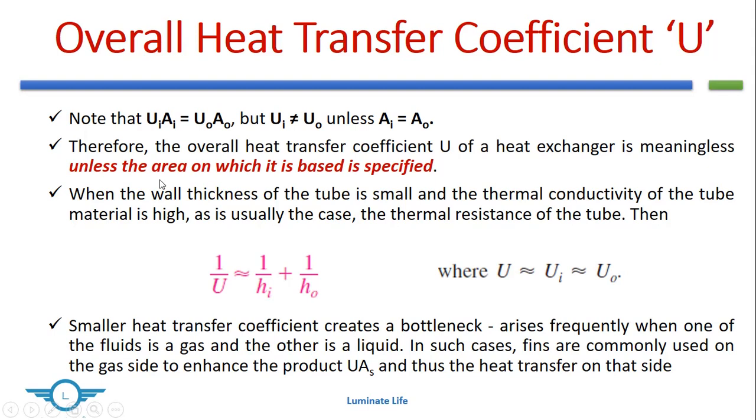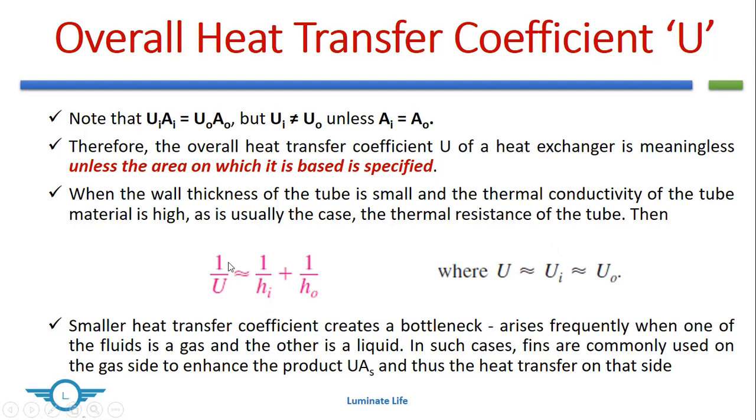That is, I can either specify the overall heat transfer coefficient U for the inner area, or I can specify the overall heat transfer coefficient U for the outer area. Now this area difference comes when we are using finned heat transfer, or if we are using fins on the outside of pipes. In that case, if we consider the wall thickness of the tube to be very small and the thermal conductivity of the tube material to be very high, then the thermal resistance of the tube, or the conduction resistance, can be ignored.